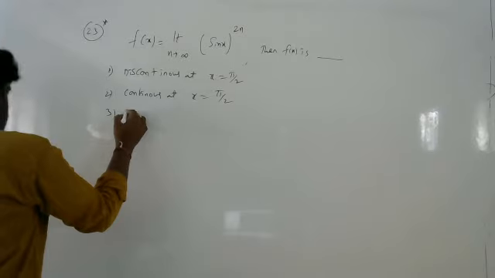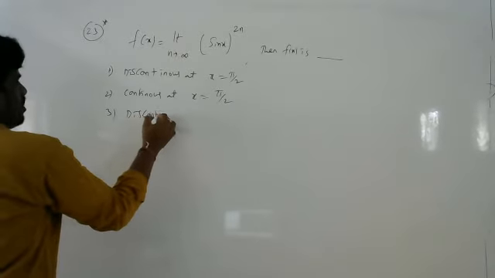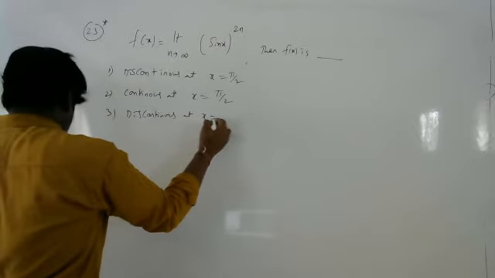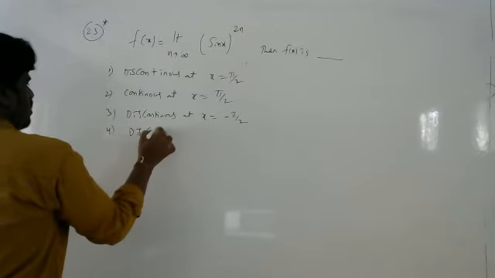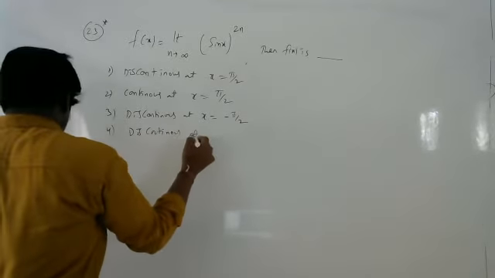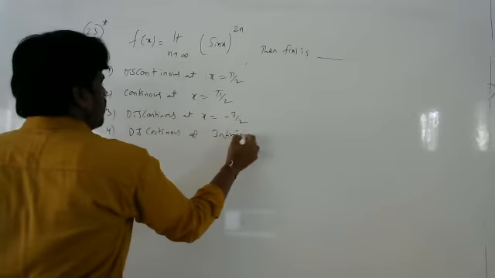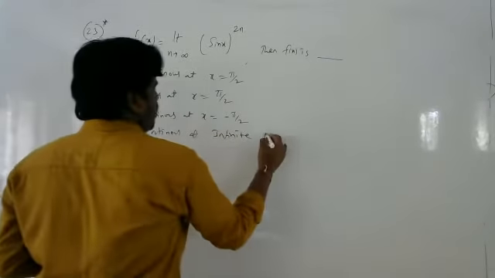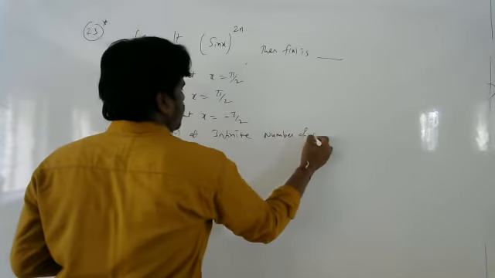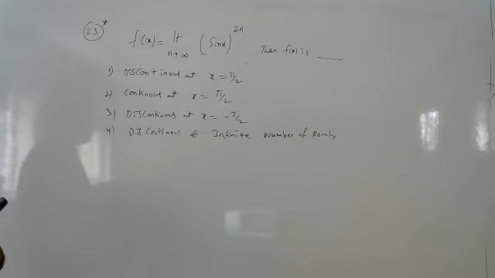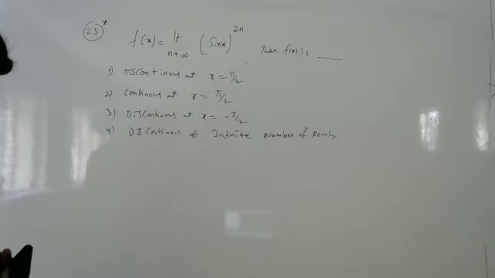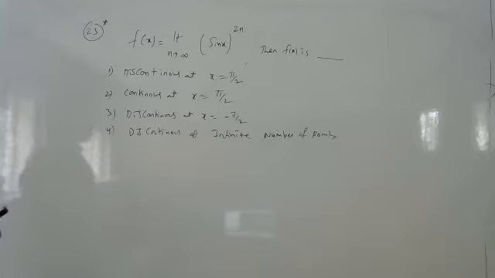Third one, discontinuous at x equal to minus pi by 2. Fourth one, discontinuous at infinite number of points. It's a most important question. The previous question, if you did not understand, is not a problem, but this is a very important one. The previous one was also a little bit important, that is advanced level. This is also advanced level. You need to understand this concept very clearly.